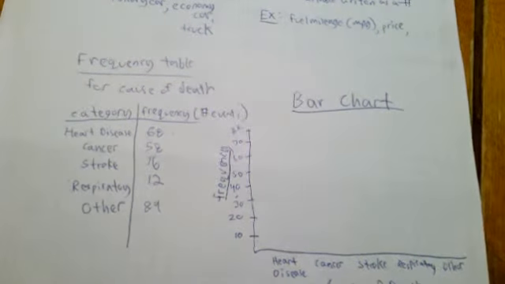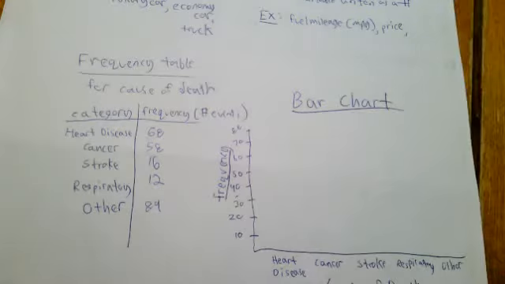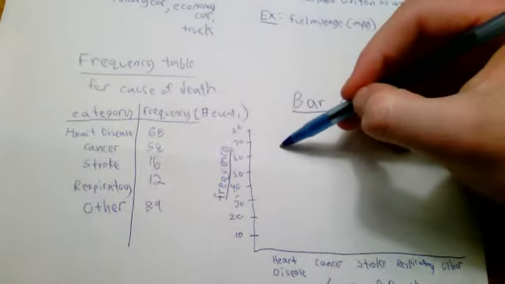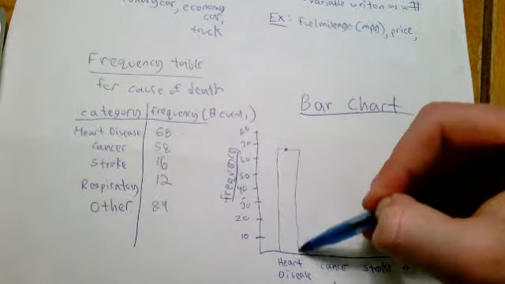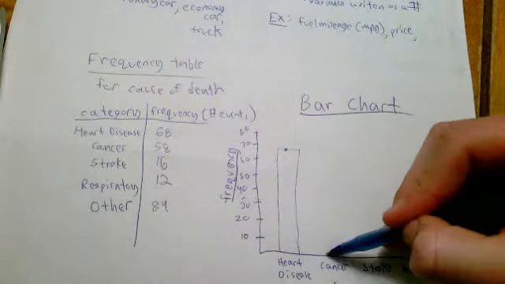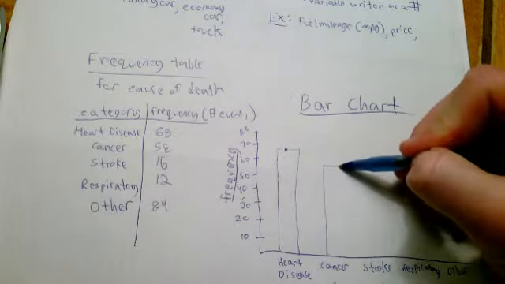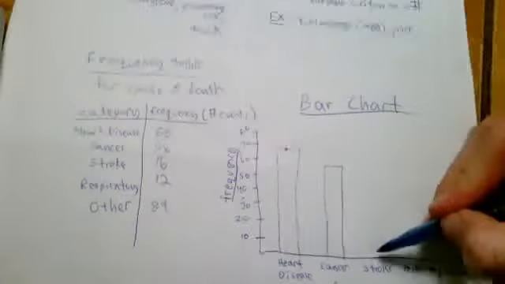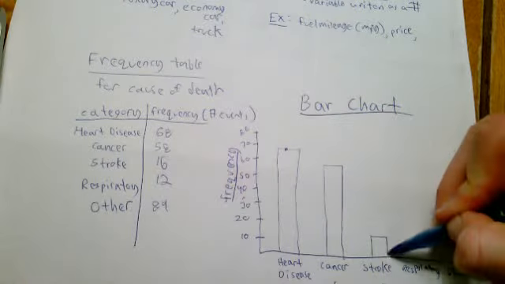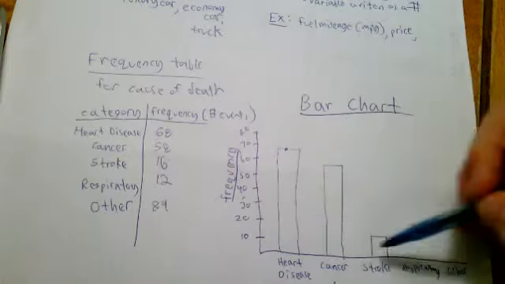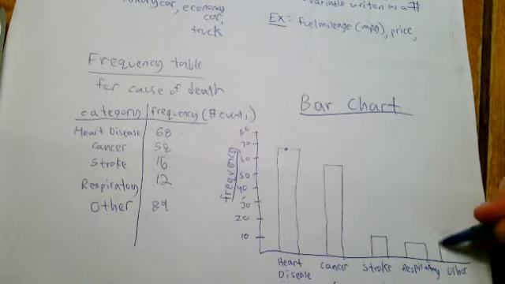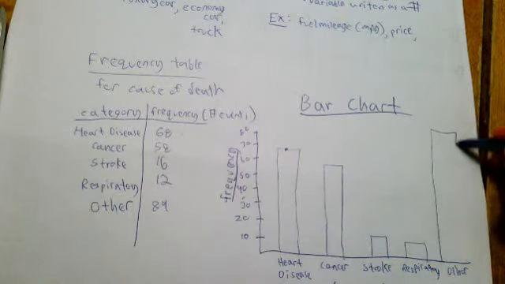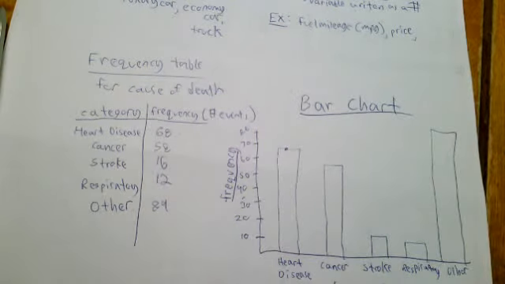Now you just go up and find, so for heart disease we found 68 people passed away because of that. So we put our dot there, and then we go up, make our bar. For cancer, same, this time 58 people. So we go up there. Now stroke, 16 people had that. Respiratory, 12, so 12 is right there. Other, 84, a lot of people had this, so we'll go all the way up to 84. And that's it. That's a bar chart using this frequency table.